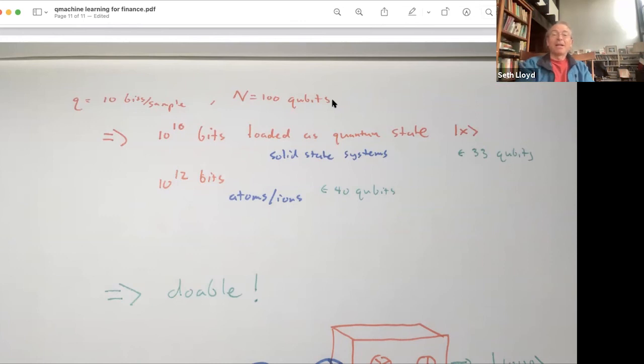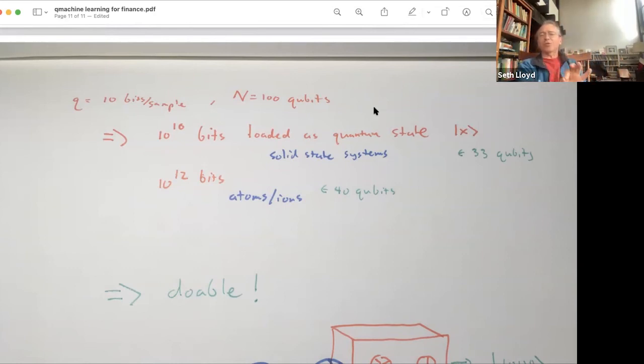How many bits do I have? You just say the answer is the number of qubits times the bandwidth times the bits per sample, times the time, is the total number of bits you pop into the system. It's a very simple formula. Thank you, Claude Shannon.